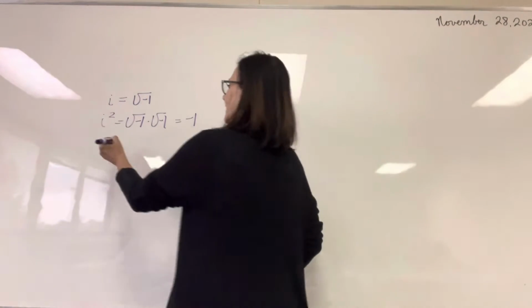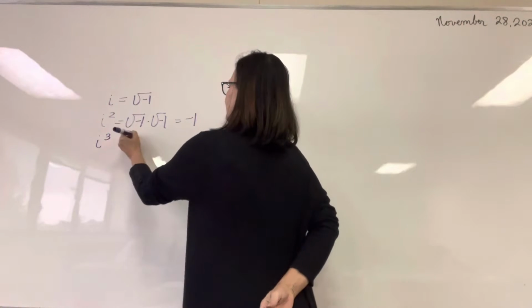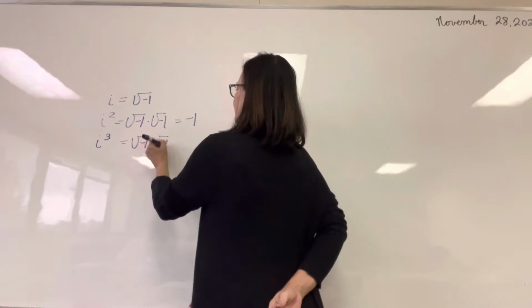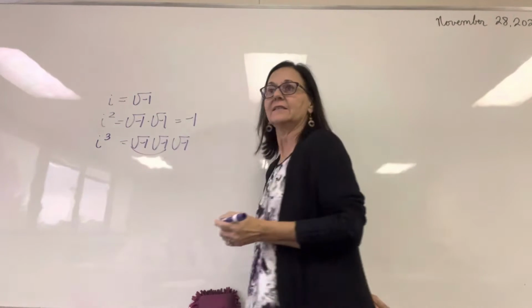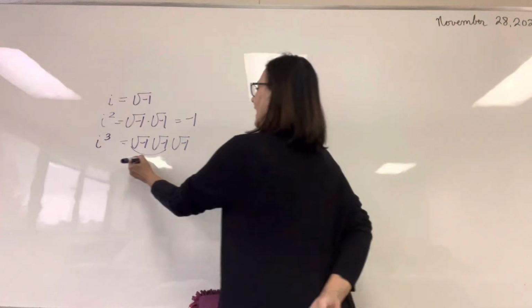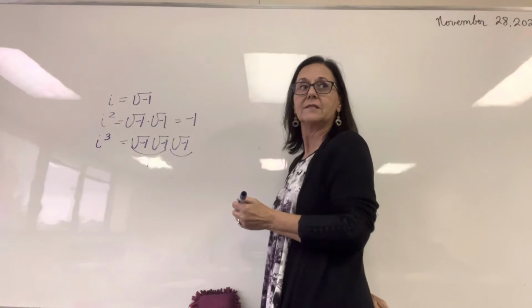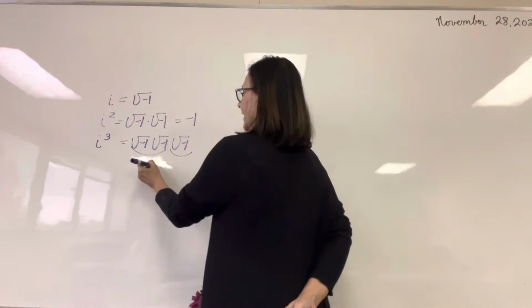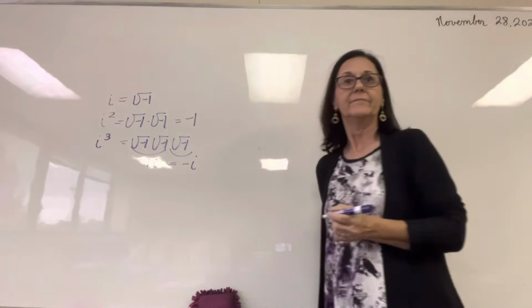Let's look. What about i cubed? Negative 1 times the square root of negative 1. So i cubed equals, what is this? Negative 1. And what is this? Square root of negative 1, which is i. So is that negative i?